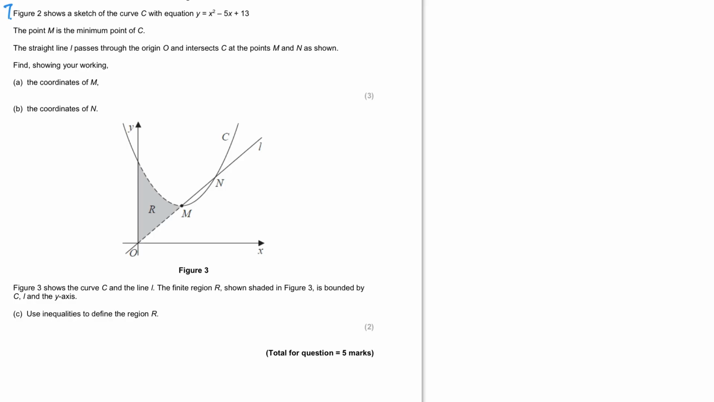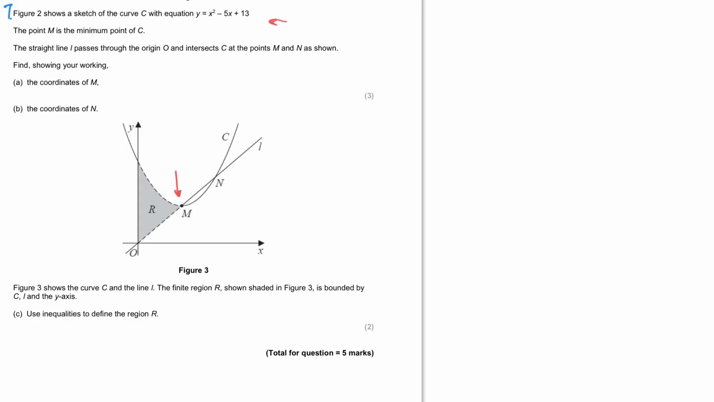Right, let's get into this question. So we need to first find the coordinates of M and the coordinates of N, and I've cut out a little bit of this question here, but we're essentially looking at part C is what we want to do. Okay, so I'm just going to put down what the coordinates of M are. In fact, let's actually work it out.